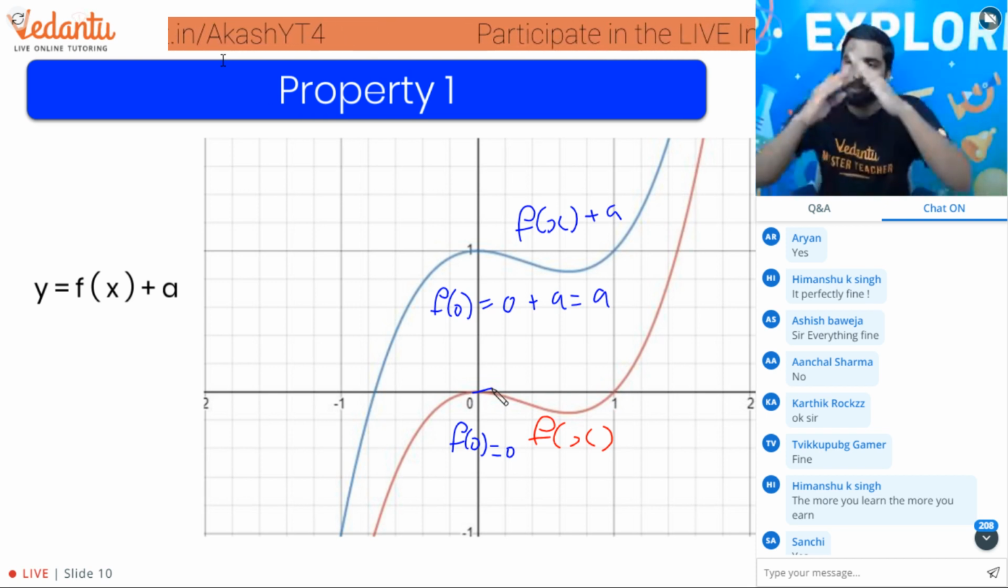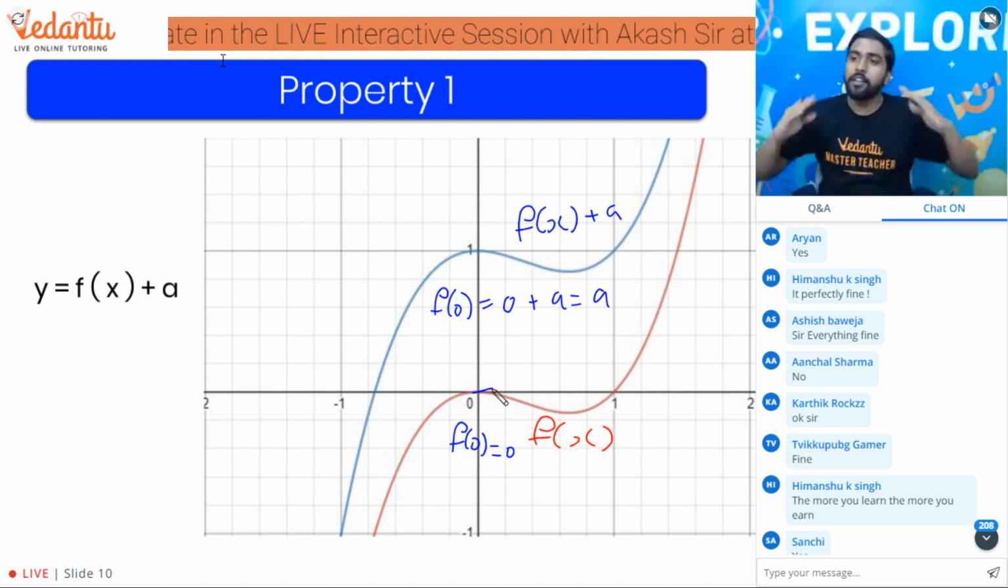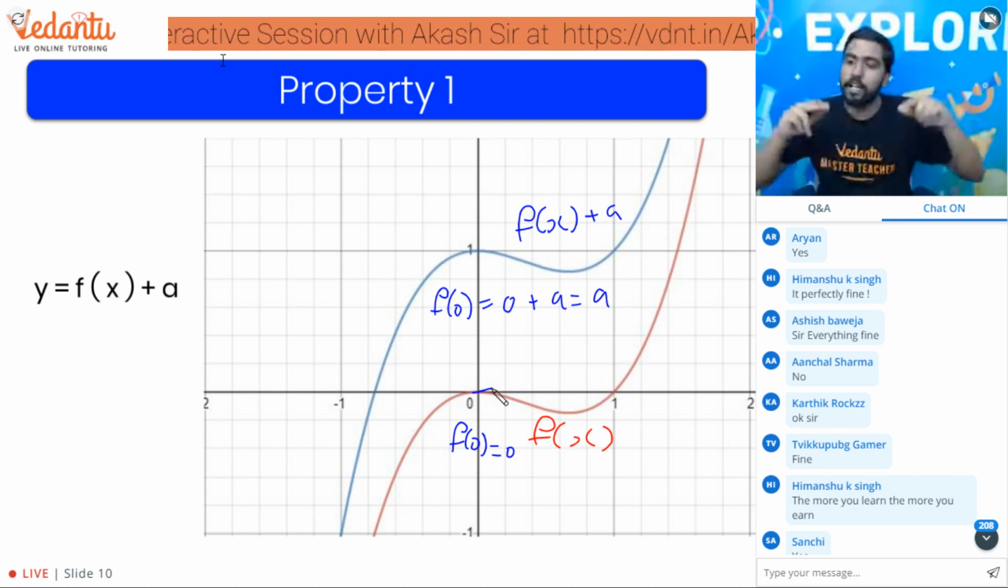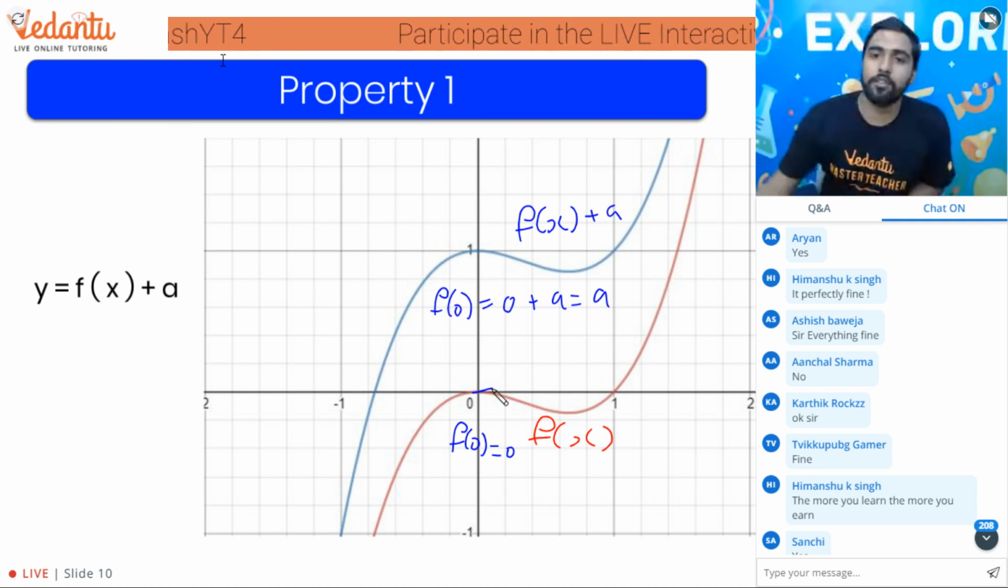Okay, we have just drawn the graph of mod x. We took mod x minus 1. We drew minus mod x. We drew minus mod x plus 1. And we found the area enclosed by the curves. Okay, so this is the leaderboard. Let's move forward. So the correct answer for this question was 2.